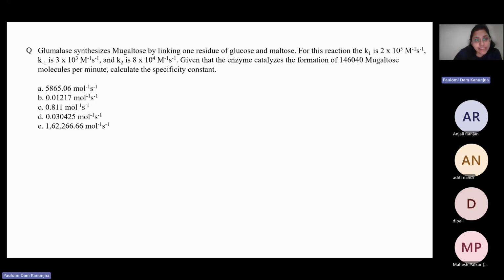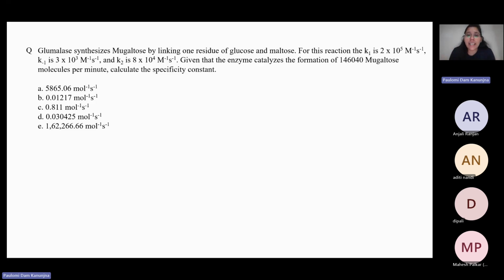So you have an enzyme glumalase, which synthesizes mu galactose by linking one residue of glucose and maltose. Now, what we are concerned with is K1. So for this reaction, K1 is 2 into 10 to the power 5 per mole second, K minus 1 is 3 into 10 to the power 3, and K2 is 8 into 10 to the power 4. K1, K minus 1, K2 is given to you.